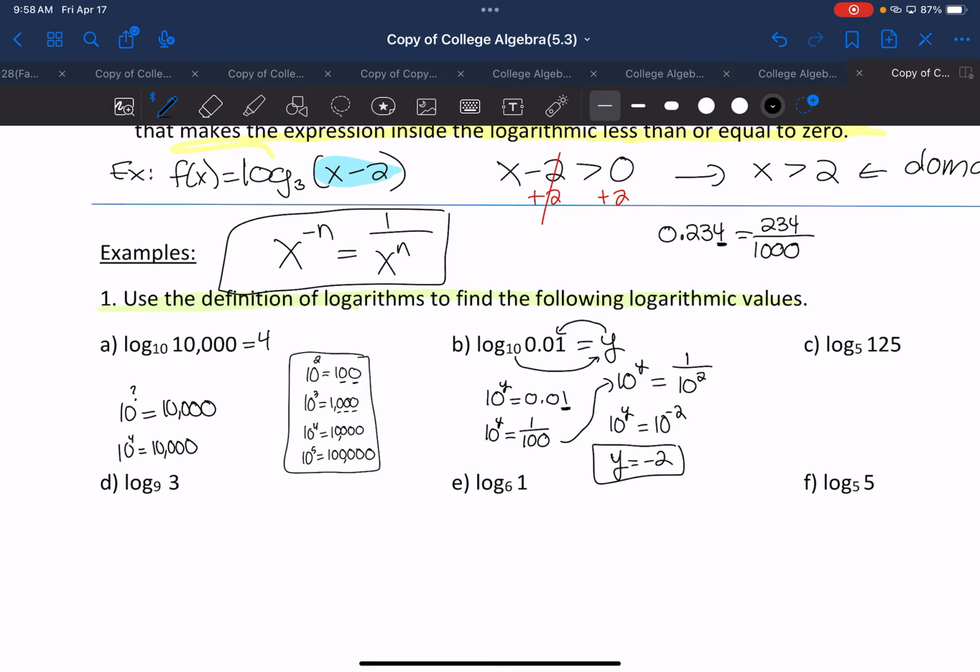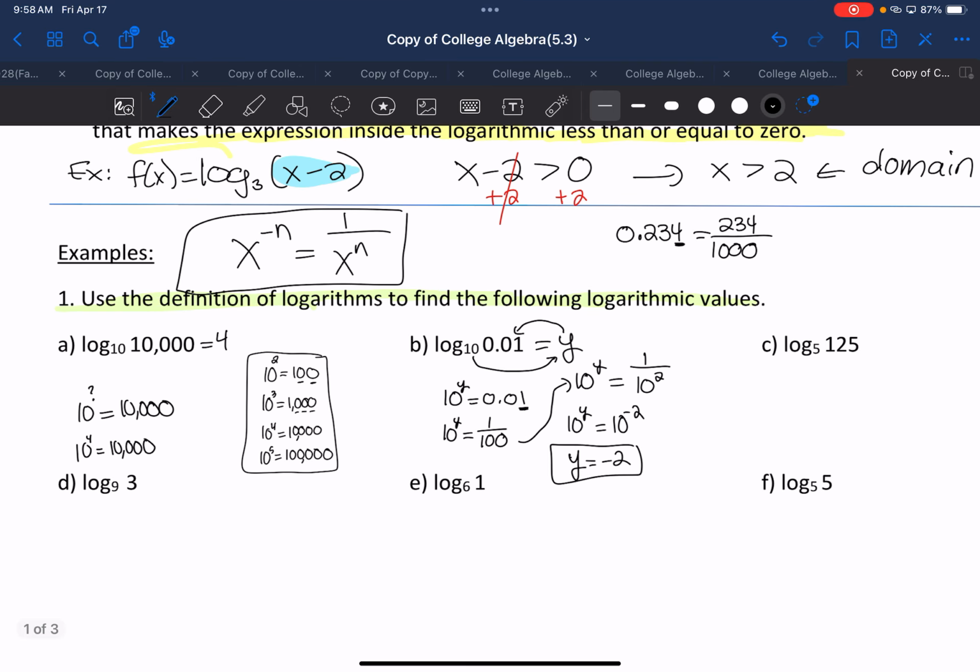All right. C is a little bit easier. So what would I have to raise 5 to for it to equal 125? Anybody know? 3. So this is just equal to 3 because 5 cubed is equal to 125. So again, to figure that out, you would just start with 5 and start raising it to different exponents.